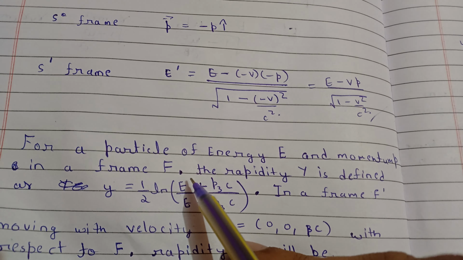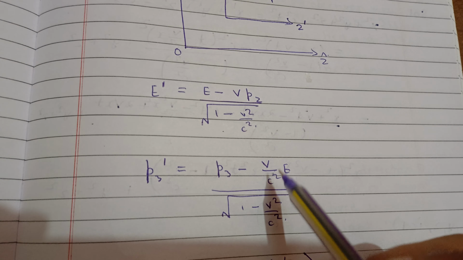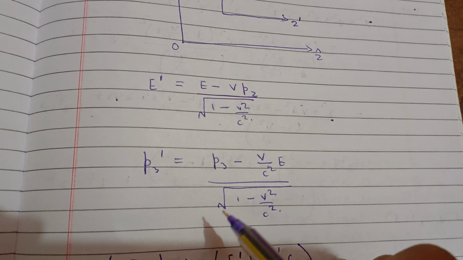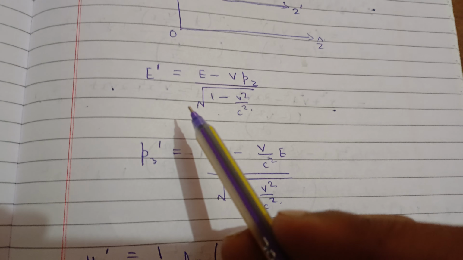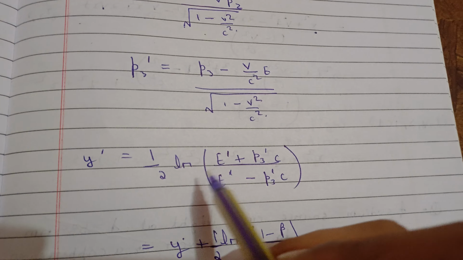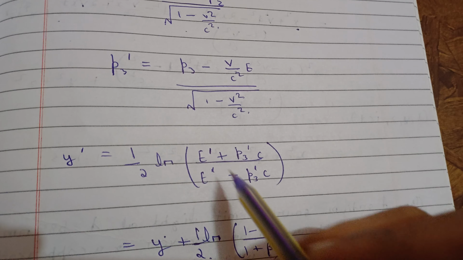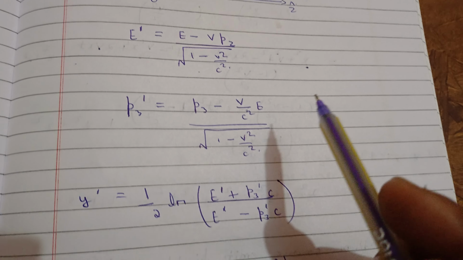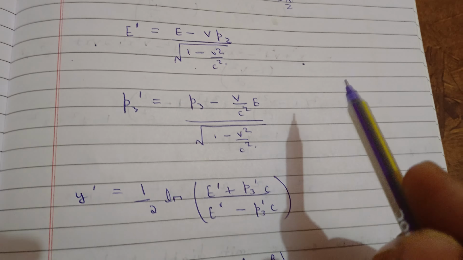So E prime will be E minus v pz, here it is pz because it is moving in the z direction, which can be written as p3, over root of 1 minus v square by c square, and for p3 prime we can write p3 minus v by c square times E, over the same root. We just derived these equations. Now use these formulas. y prime will be 1 by 2 natural log of (E prime plus p3 prime c) over (E prime minus p3 prime c). Just put the E prime value here and the p3 prime value here, and solve it, and you will get this answer.